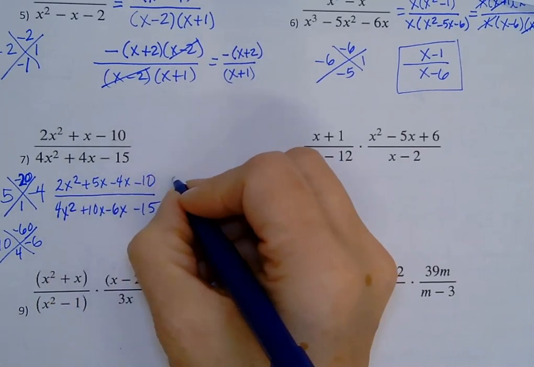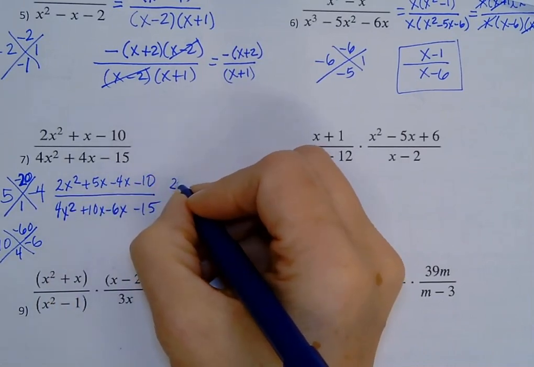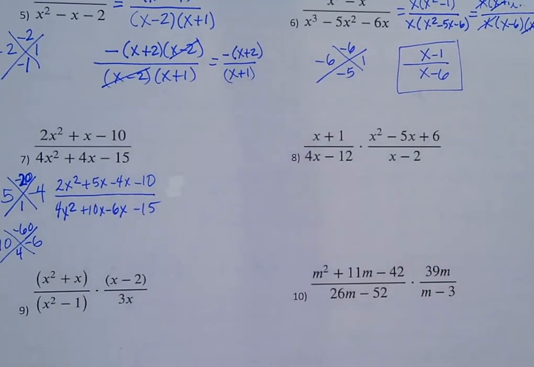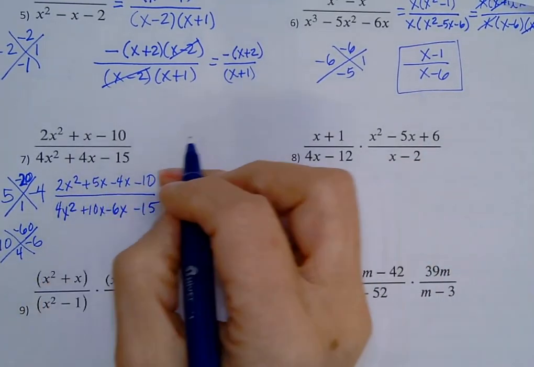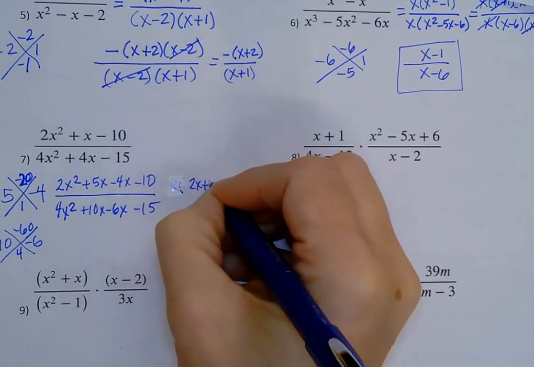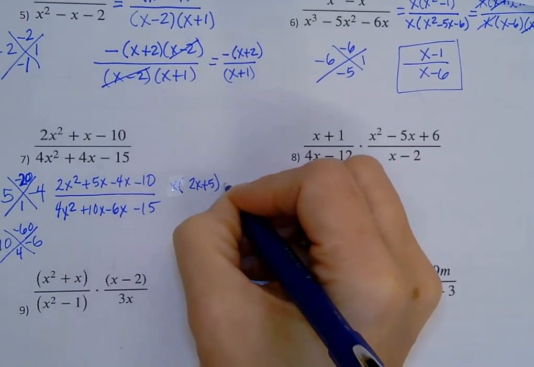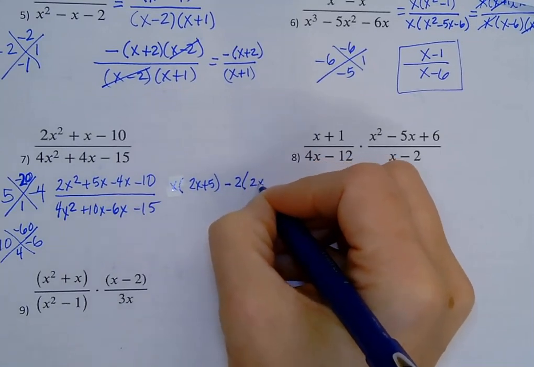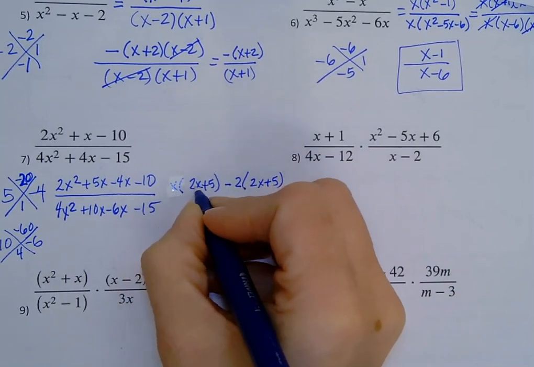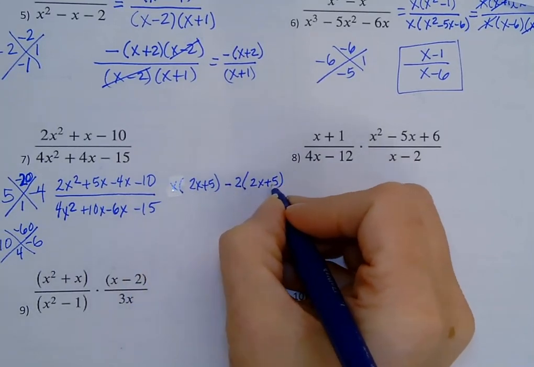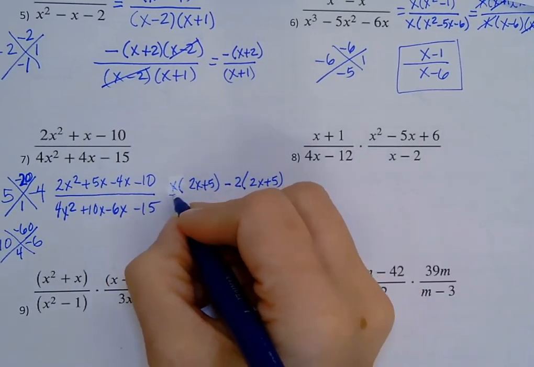I have x that I can pull out of my first 2. I have x times 2x plus 5 minus 2 times 2x plus 5. Is this true? 2x squared plus 5x. Yes. Negative 4x minus 10. Yes. Okay. So that's my numerator.